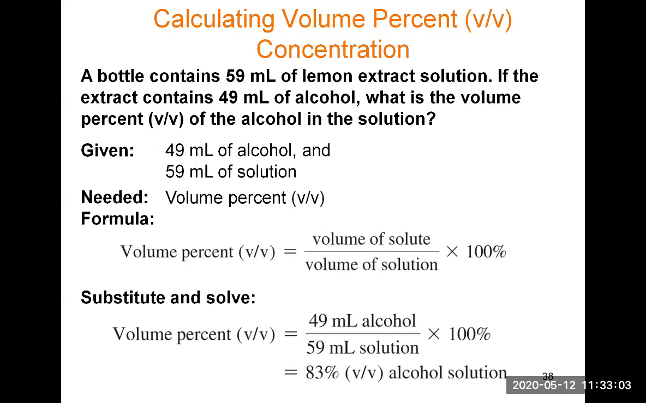So in the calculator, it's 49 divided by 59 times 100, and the calculator answer is 83.05, etc. Here, as always, you need to pay attention to significant figures, and we have two sig figs in both measurements. The 100 is always an exact number, will never limit your amount of sig figs. So keep the 8 and the 3 and write down the unit of percent (V/V), and we call that an alcohol solution. The way we name it is that you give the name of the solute and you say it's a solution of that. So 83% volume percent of alcohol solution.